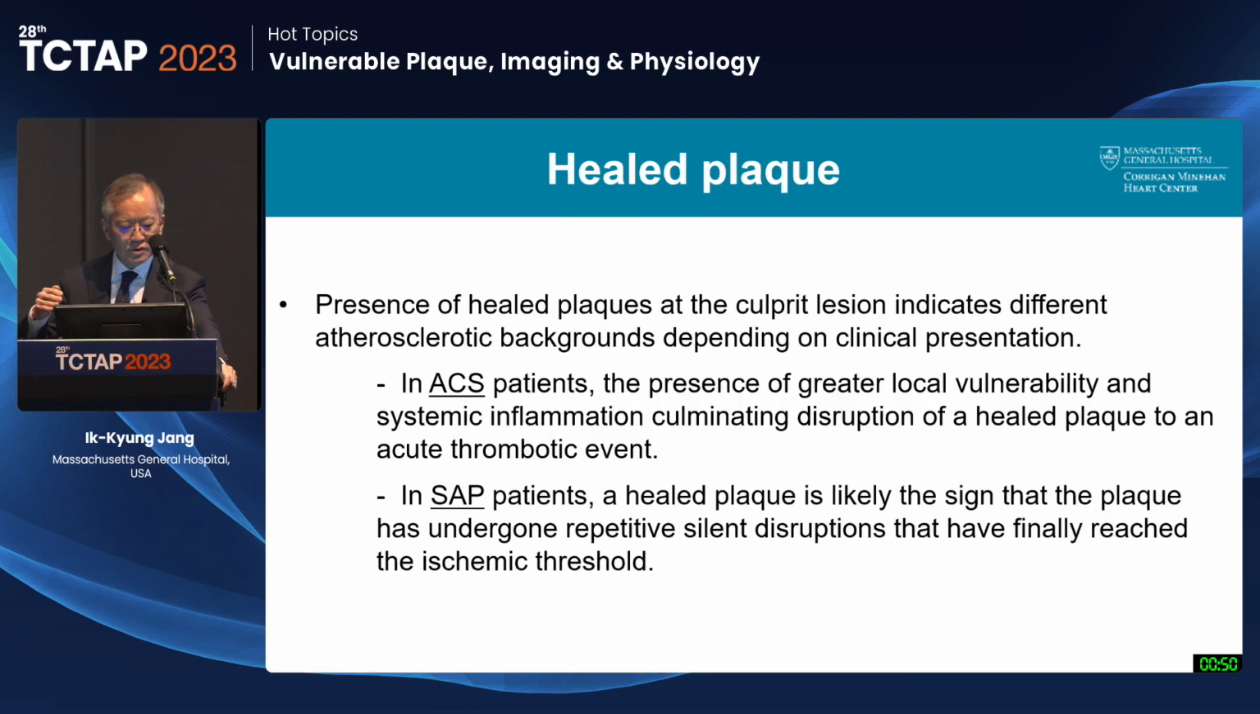Depending on clinical presentation, the significance of healed plaque is totally different. So this is what I concluded. Presence of healed plaque at the culprit lesion indicates a different atherosclerotic background depending on clinical presentation. In ACS, plaque disruption with increased thrombogenicity, local and systemic, outweighs the endogenous antithrombotic defense mechanism. Whereas in stable angina, patients should have a robust endogenous antithrombotic mechanism. Plaque disruption will lead to thrombus formation, but not occlusive. This endogenous thrombolytic system will limit that in a silent manner.